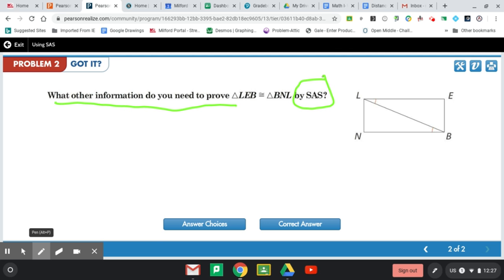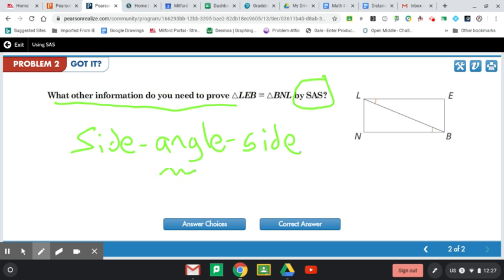So again, we're going to have a theorem that instead of using six parts of the triangle, three sides, three angles, we're just going to focus on three. The first one was side, side, side. Now we're going to focus on side, angle, side, SAS. This one is challenging because notice how this angle is between two sides. That is called an included angle.